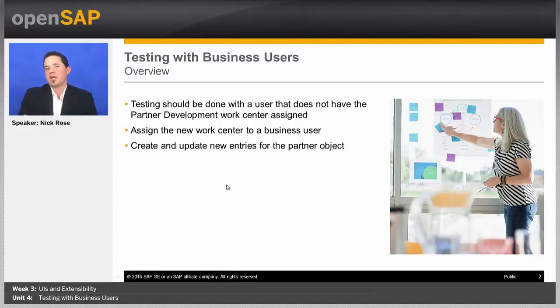So we were able to assign it to this user, go ahead and perform the checks that we want, and with this business user, be able to create and update data. That's it for this unit. In the next unit, we'll look at extensibility of standard business objects. Thank you.